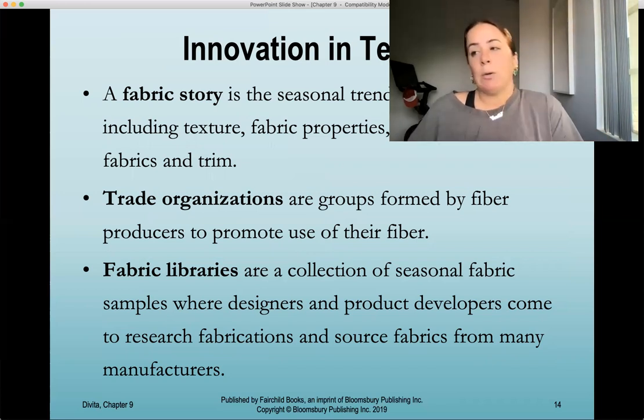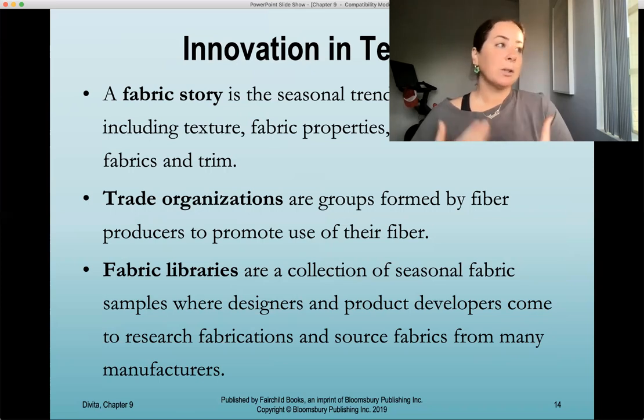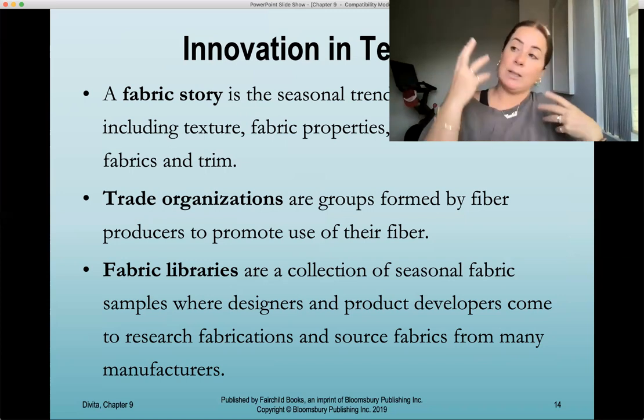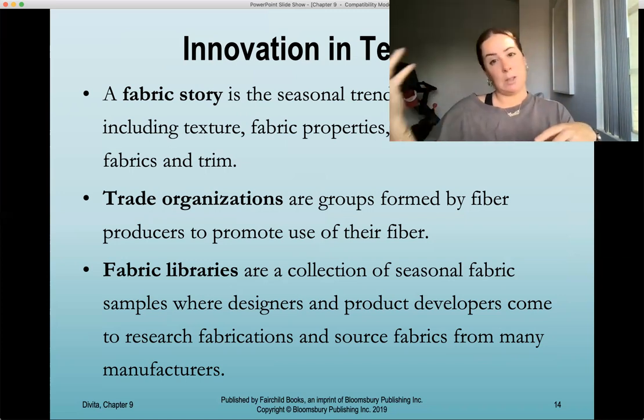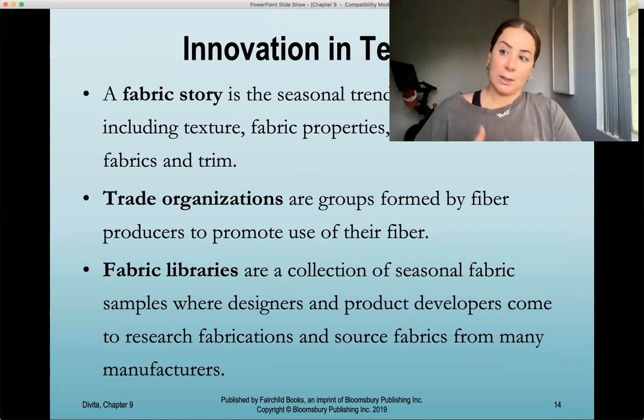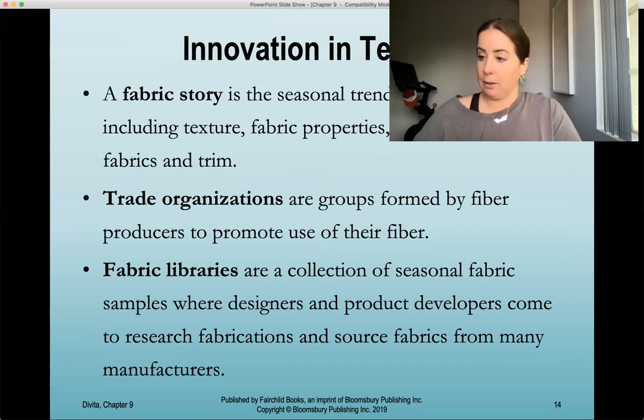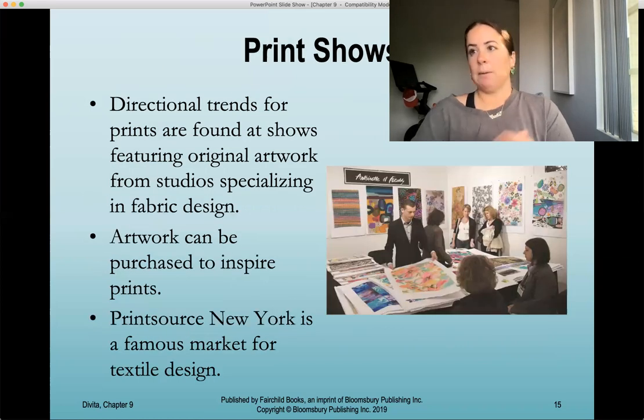Trade organizations are groups formed by fiber producers to promote the use of their fiber. So if you've ever heard of a trade show, they will have fiber producers and salespeople that will promote the idea of this fiber or this fabric story being really popular coming into 2023. Make sure you purchase this so that you're not left behind in the trends. Fabric libraries are a collection of seasonal fabric samples where designers and product developers come to research fabrications and source fabrics from many manufacturers.